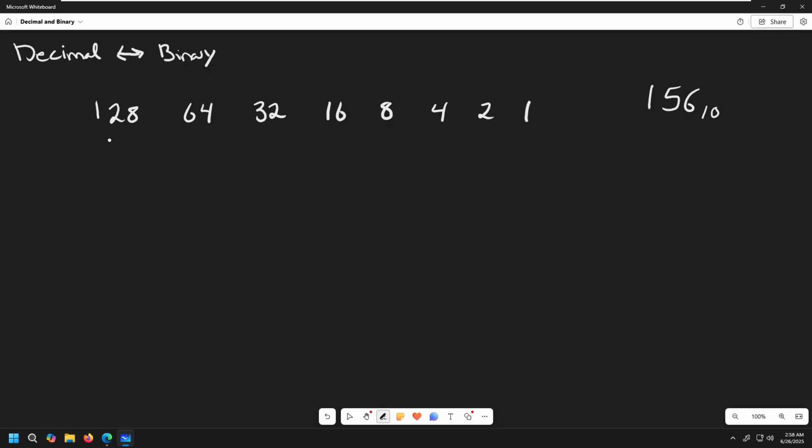We take these values and we determine whether or not these values are less than this value, our starting value. So you just got to ask yourself a series of questions. Is 128 less than 156? If it is, remember a moment ago I mentioned that you can think of 0 as off and 1 as on?